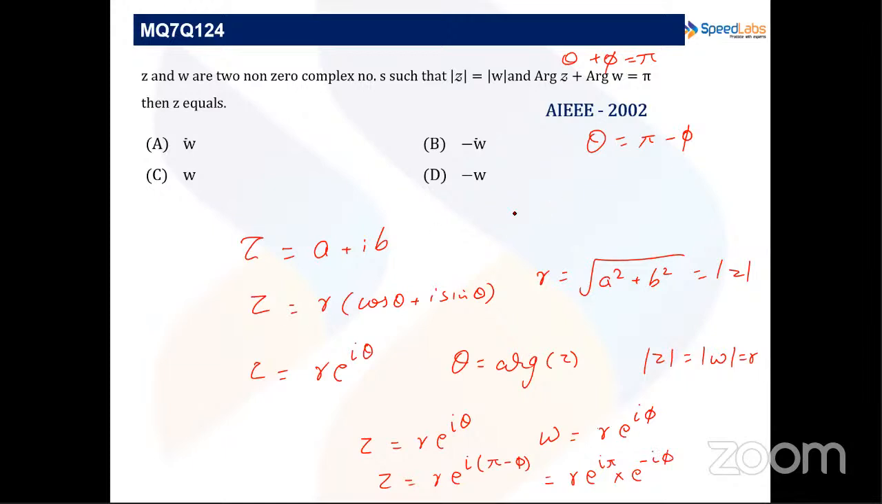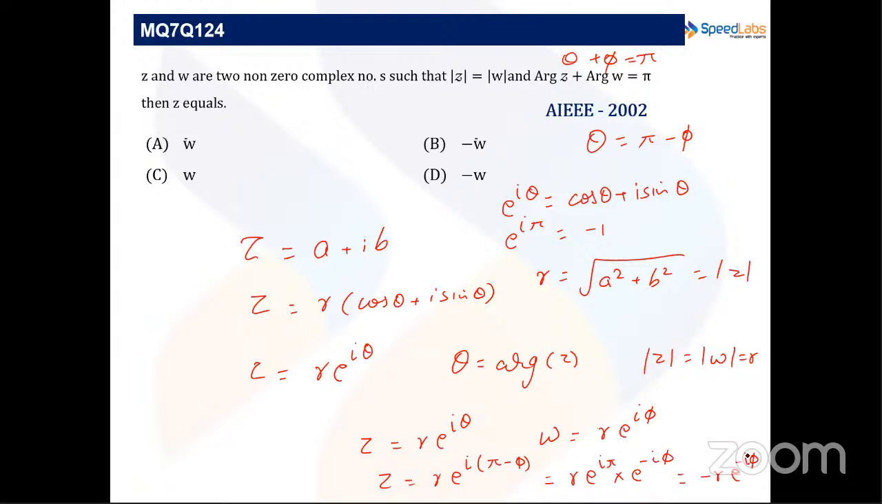Now we know that e to the power i theta is cos theta plus i sin theta. Are you all comfortable with this Euler form? Cool. So e to the power i theta is cos theta plus i sin theta. So e to the power i pi will be cos pi plus i sin pi, that will be minus 1. So this will be minus r and e to the power minus i phi.